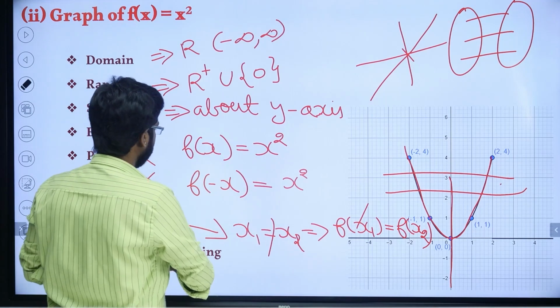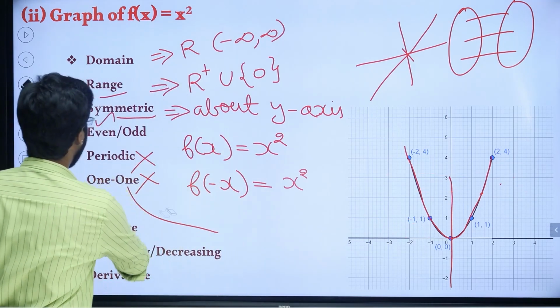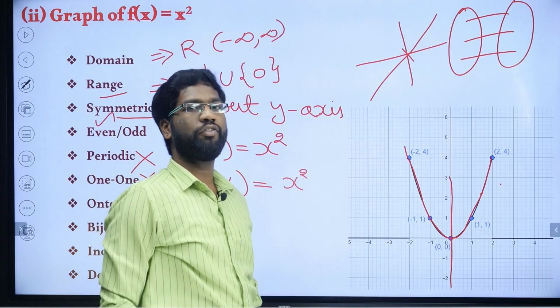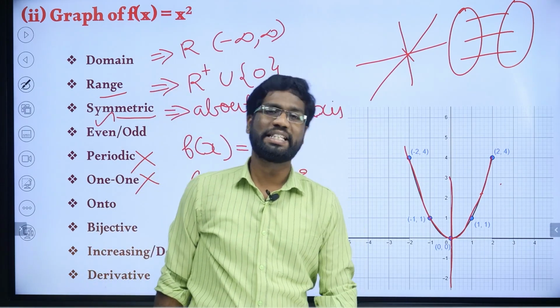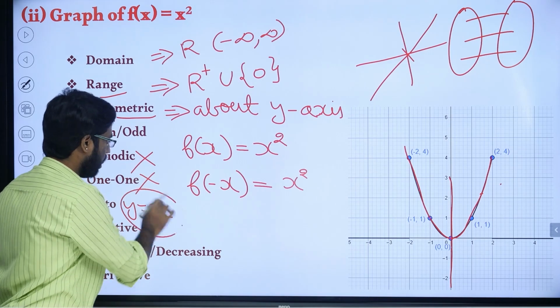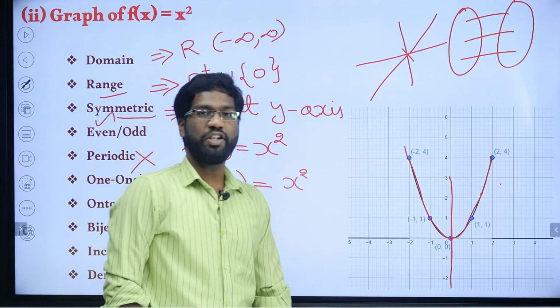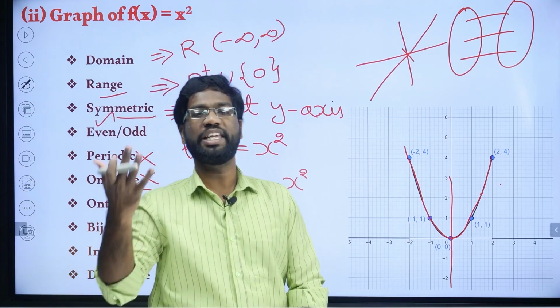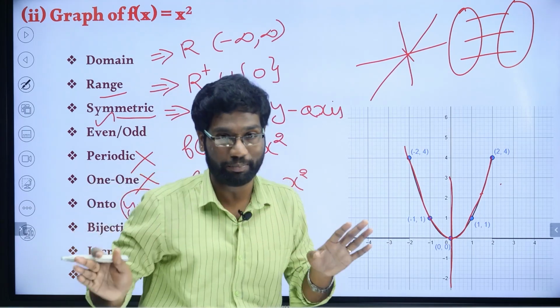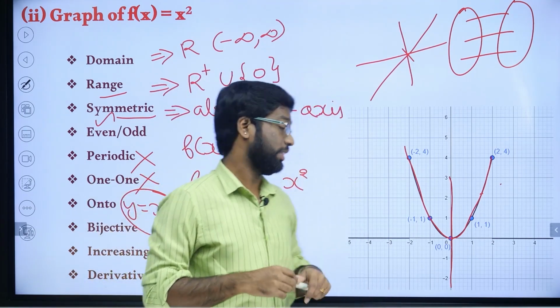Now let's see the onto function, my dear students. What is the definition of an onto function? Y is equal to x, which means it has to cover all the values in the codomain, which means the codomain has to be equal to the range. Every value in the codomain has to be mapped. That's what it means, my dear students.